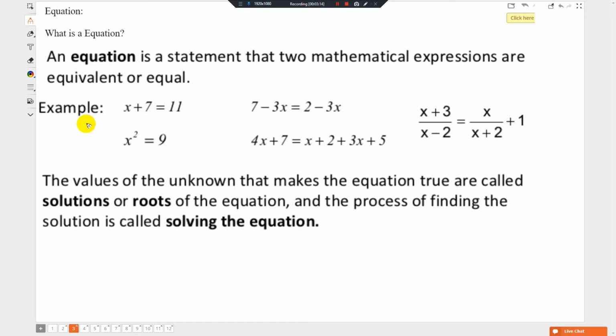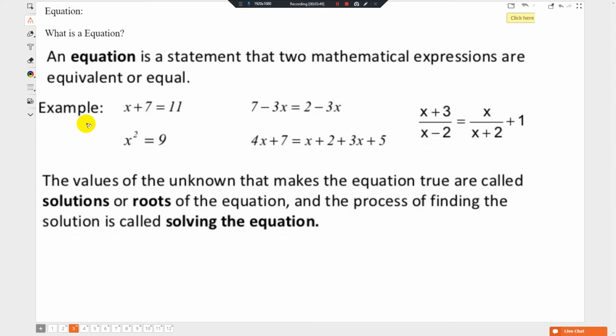Now we'll see some examples. x plus 7 is equal to 11, that is also an equation. We can also solve this. If there is an equal to sign, we can solve that. Now 7 minus 3x is equal to 2 minus 3x, this is also solvable. 4x plus 7 is equal to x plus 2 plus 3x plus 5, that is very easily solvable.